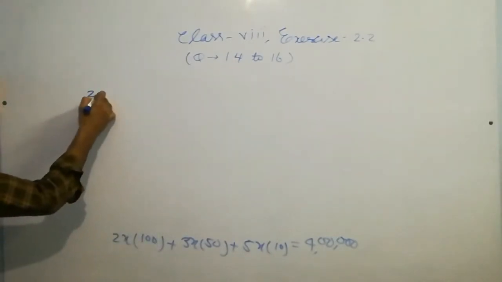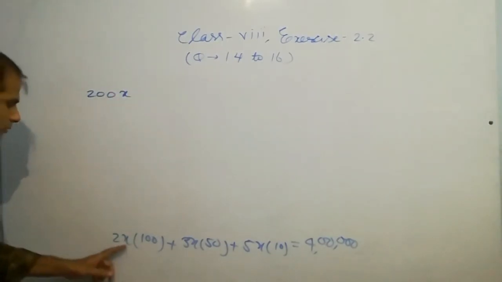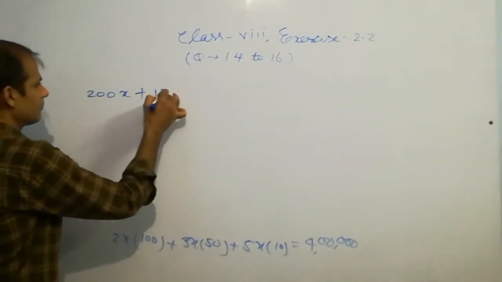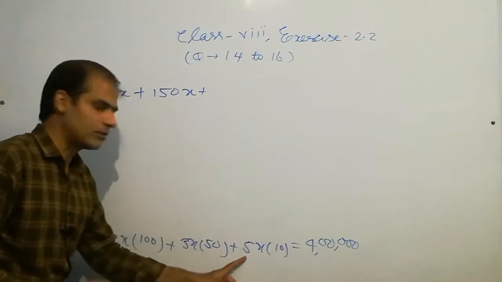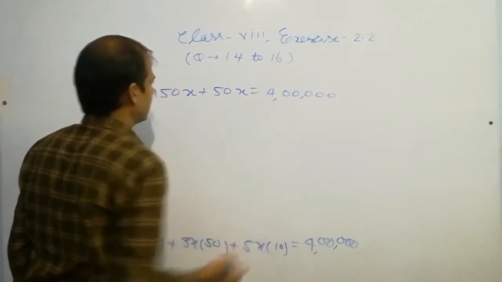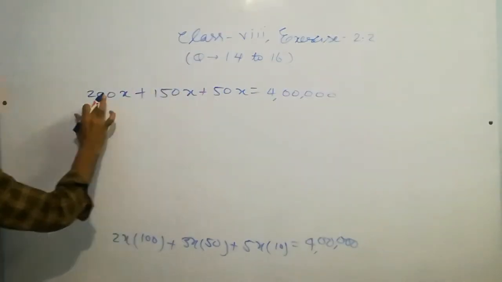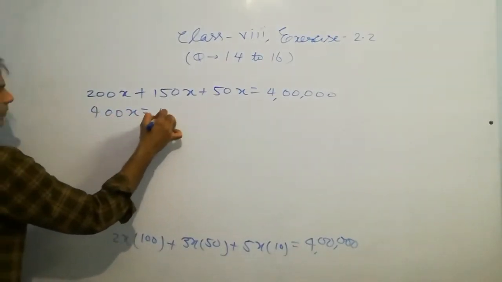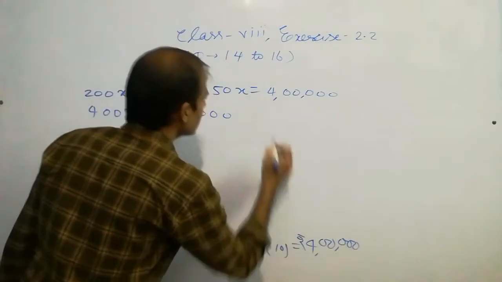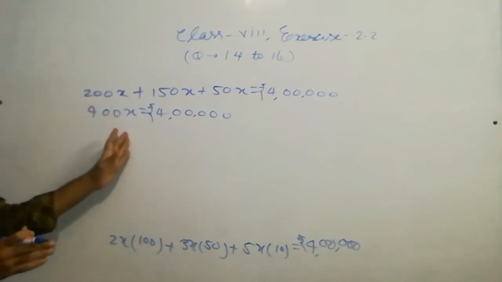It is 200x. 100 twos are 200x. This is 50 threes are 150x, and 10 fives are 50x, and the amount is 4 lakh. Then what is the sum of these? It is 200 and 200 plus 200, 400x. You can write rupees also, rupees and rupees. Now you can calculate x easily.